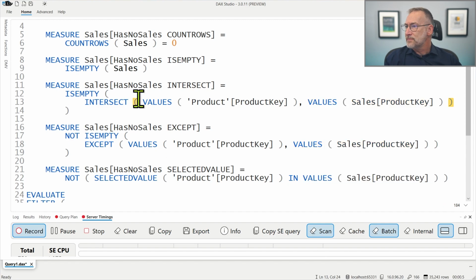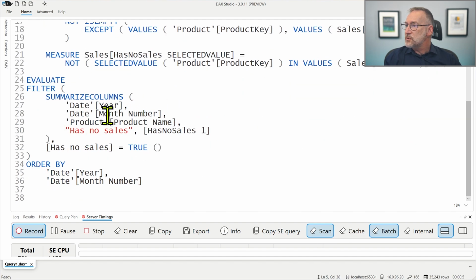Which one of these measures is faster? That is open to investigation. So the entire video is all about testing performance, measuring numbers, and finally making the decision. Let's start with the first one, that is has no sales count rows. I'm using this query that summarizes by year, month number, product name, and then checks has no sales. We just use the right measure here.